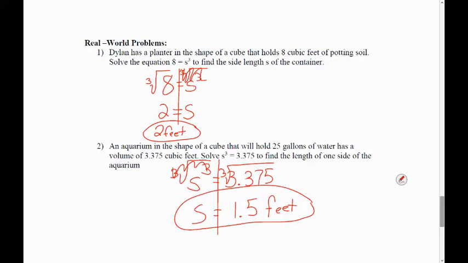All right, so that finishes up our notes on square roots and cube roots for lesson 1.8.